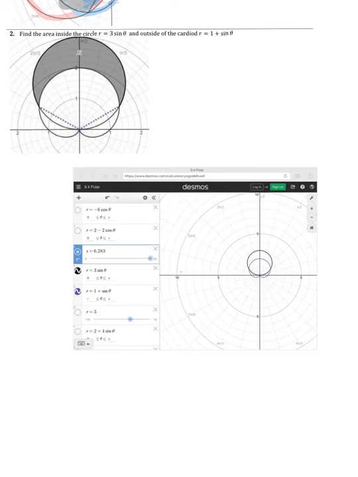All right, looking at number 2, you can see the graph here. I'm also just quickly going to play this so that you can see how it rotates. They both start on the axes and rotate counterclockwise. We are being asked to find the area inside the circle, r equals 3 sine of theta, but outside the cardioid, r equals 1 plus sine of theta. So you can see that shaded region in the picture up here.